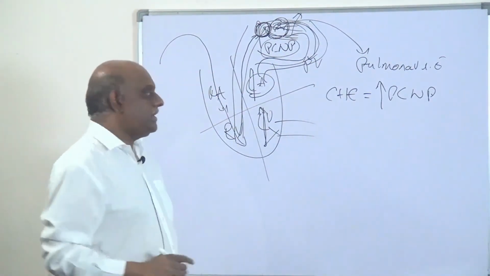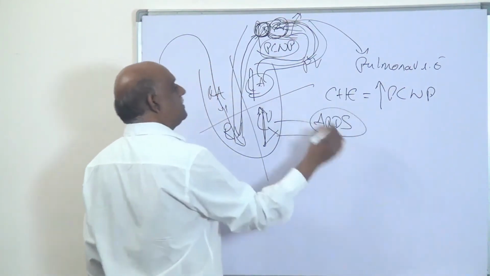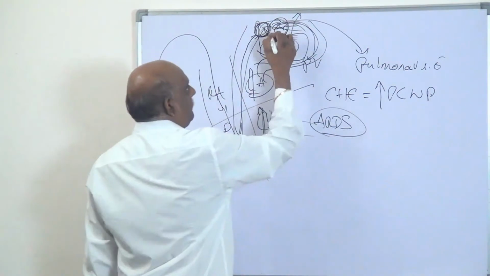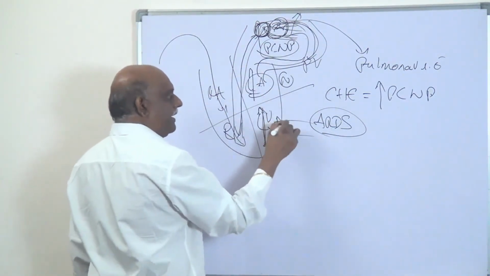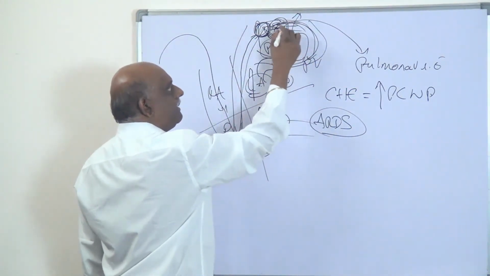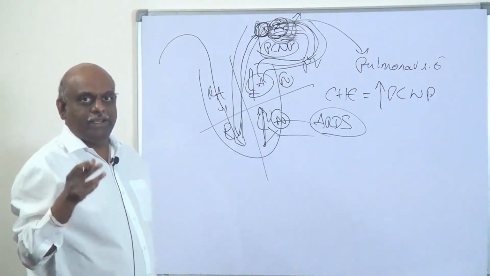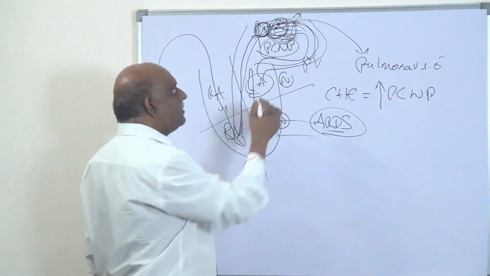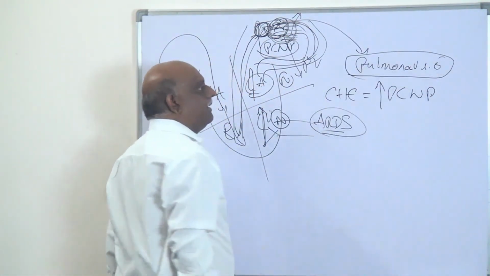There is one more situation which is called ARDS, acute respiratory distress syndrome. What happens here? The left atrial pressures are normal, the left ventricle did not fail, but the pulmonary capillaries become very leaky. Their vascular endothelial permeability increases in ARDS. And because of that, there is a development of pulmonary edema.